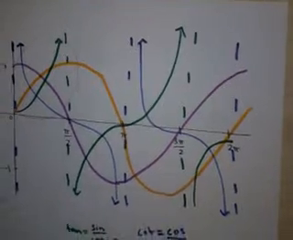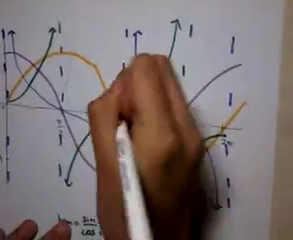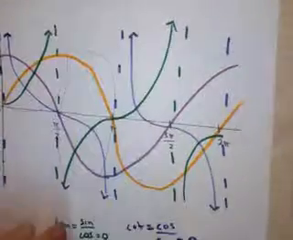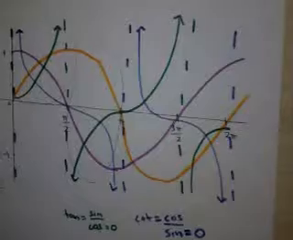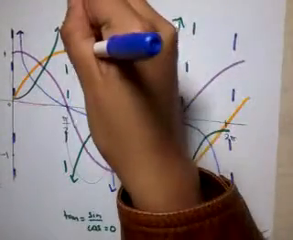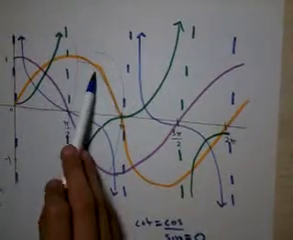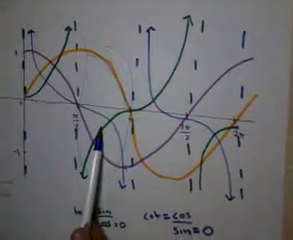In the second quadrant, pi over 2 to pi, which is 90 to 180, only sine is positive, so that's why only sine is above the x-axis, and then the rest are negative.